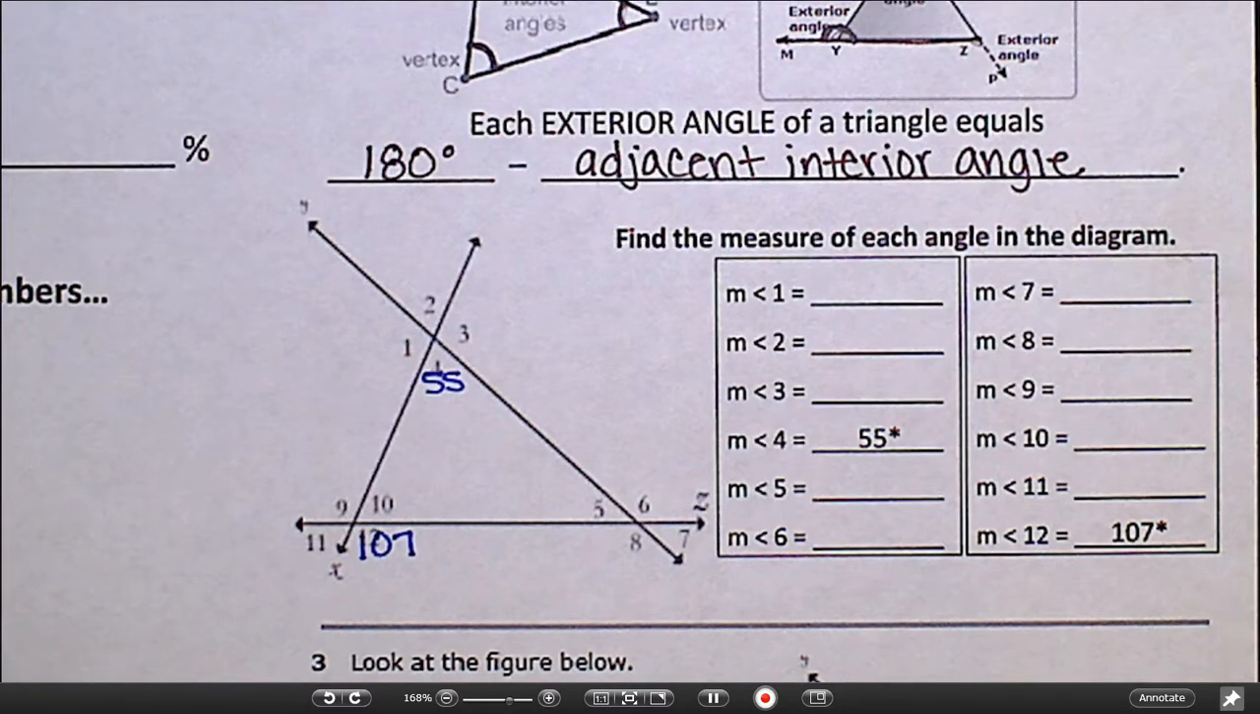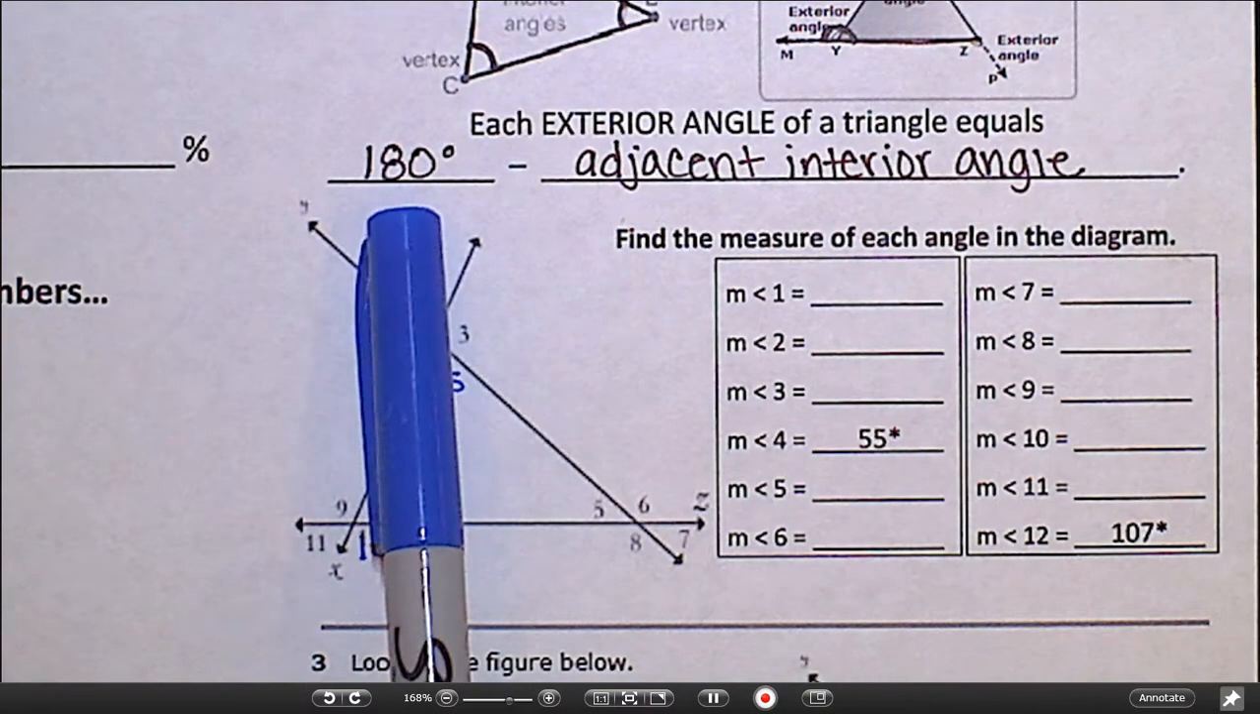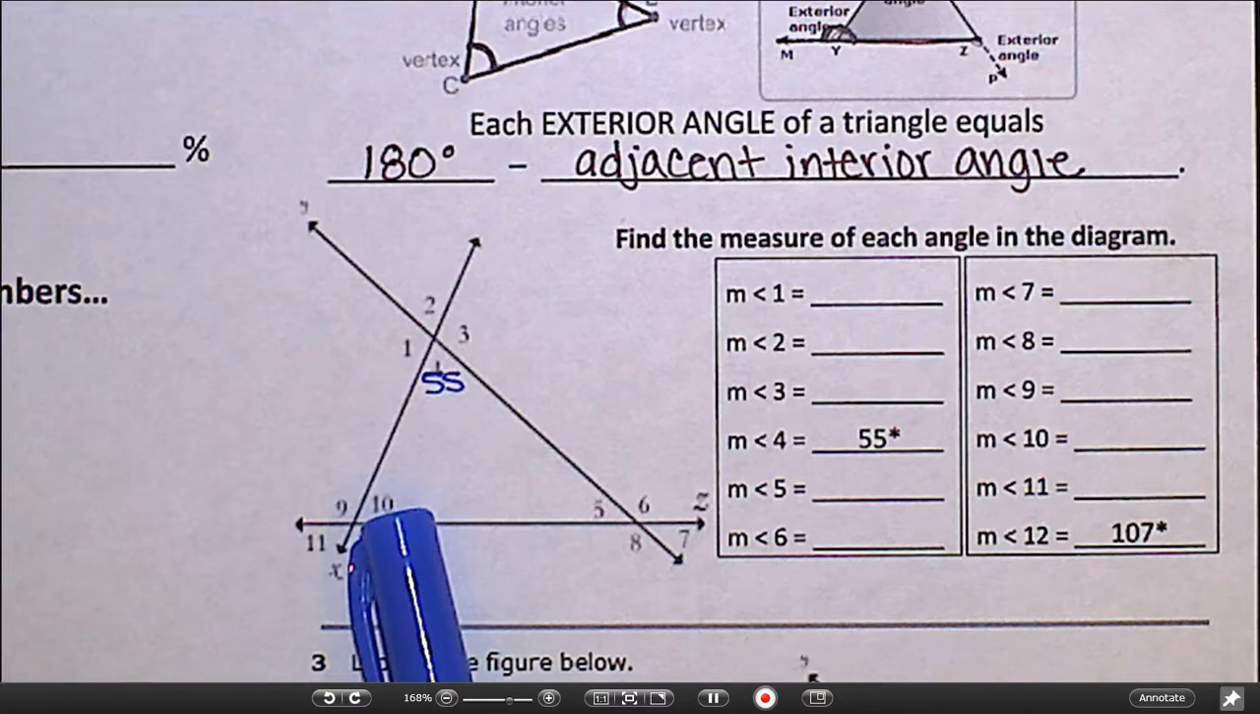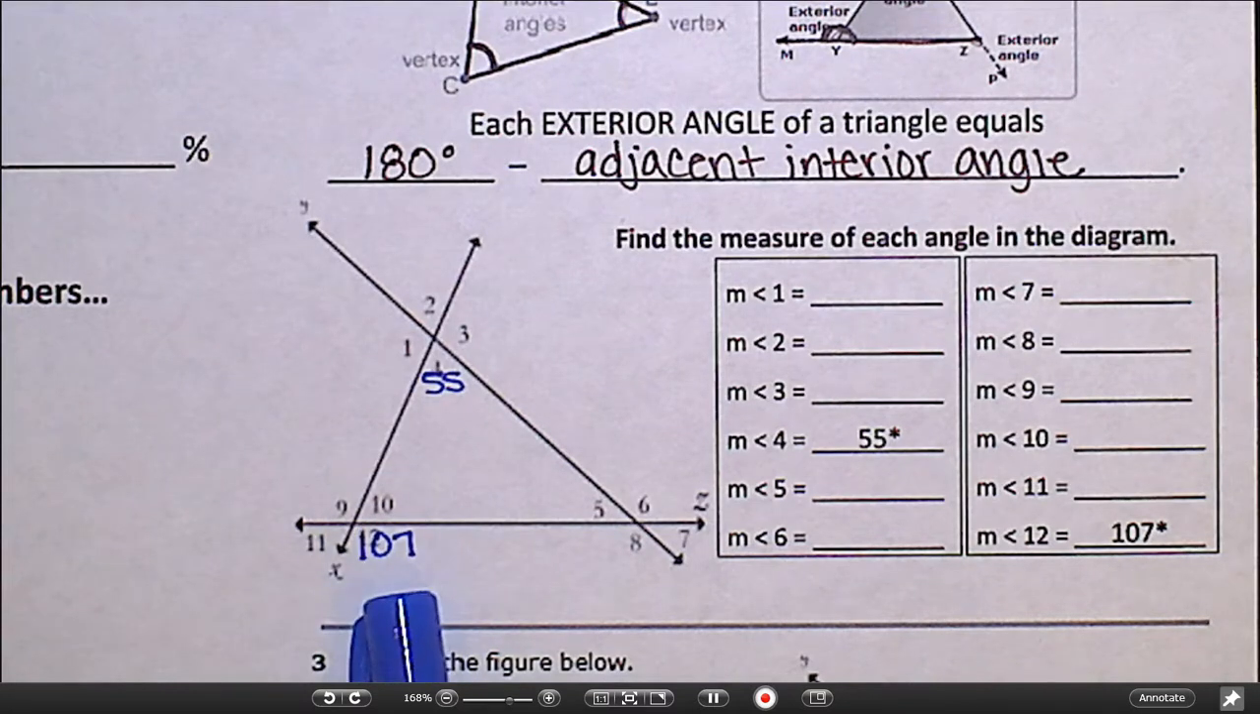And so we just have to kind of play around with things and see, well, what can we figure out right now? Well, we couldn't just automatically figure out angle 7, for example, because we don't have anything yet to help us figure out angle 7. But if we figure out some other things, then we will eventually have enough information that we can get angle 7. And eventually we'll be able to get all 12. So, I'm going to use my exterior rule that says 180 minus angle 10 is going to give me 107.